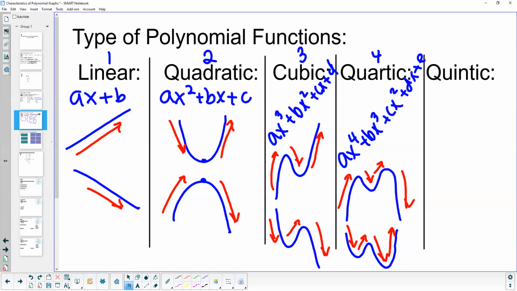And our last one here is a quintic function, which is a degree of 5. And so it's going to be written as ax to the 5th plus bx to the, not the 6th, that would be long, to the 4th plus cx to the 3rd plus dx squared plus ex plus f. It barely fits on our page here.